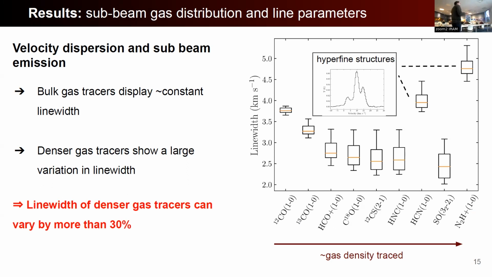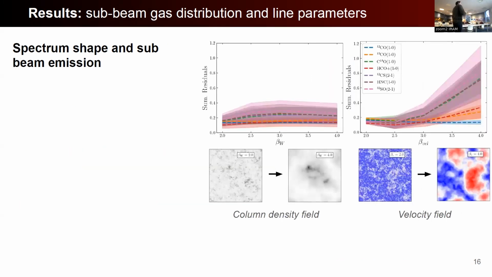So this is the first point: the line widths of dense gas tracers, which are widely used in extragalactic observation, as Miriam said, and so their peak temperature, can vary very much just because of the subbeam distribution of the emission and not because of variation of the cloud properties. And if the line width varies very much, we can take a look and see if the shape of the spectra varies with the distribution of the emission.